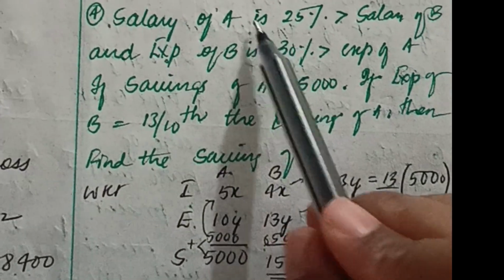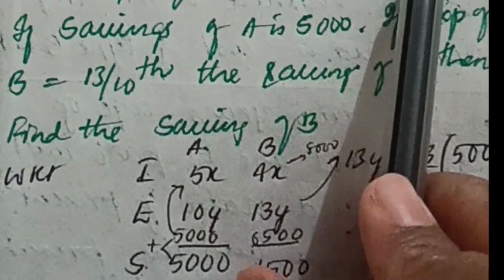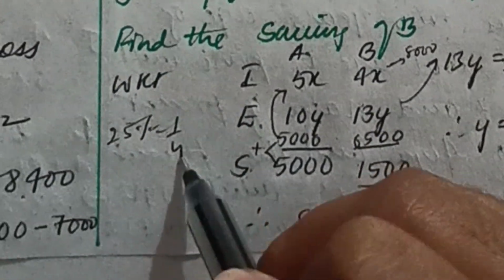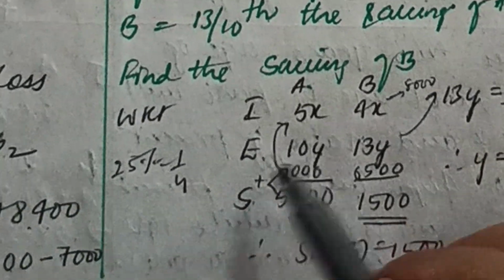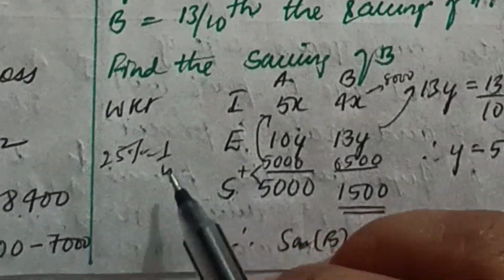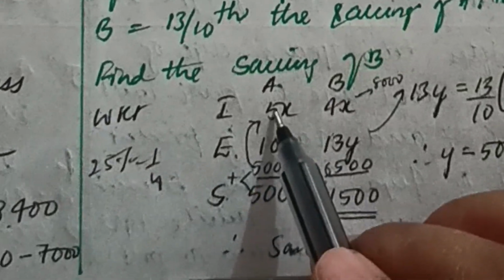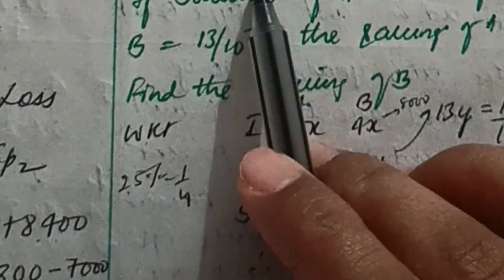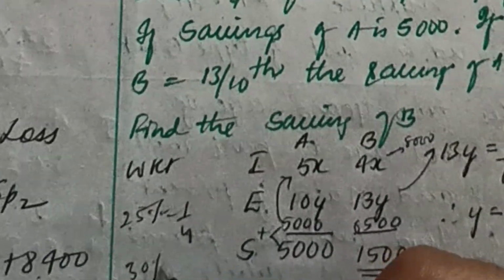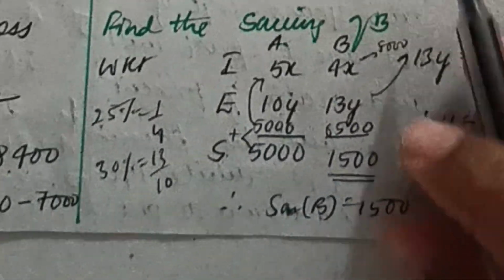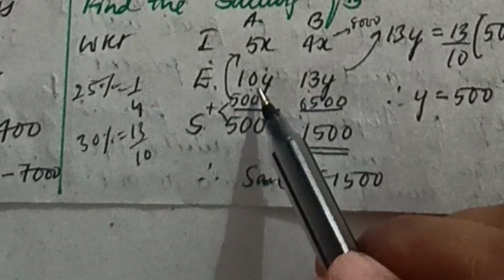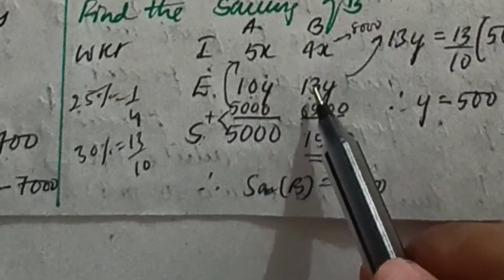Here they have given that salary of A is 25% more than that of B. So we know that 25% will be equal to 1 by 4. So 4x is B's salary, then A's salary is 25% more than that of B, so 4 plus 1 will be equal to 5x. Then they have given the expenditure of B is 30% more than that of A. So 30% more means 13 by 10 that of A. So if A's expenditure is 10y, B will be 13y. So I have written here 10y and here 13y.